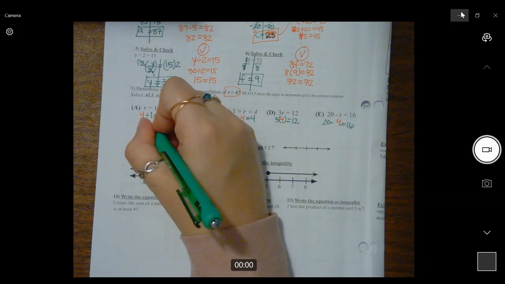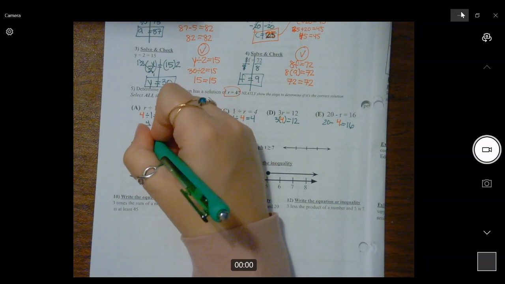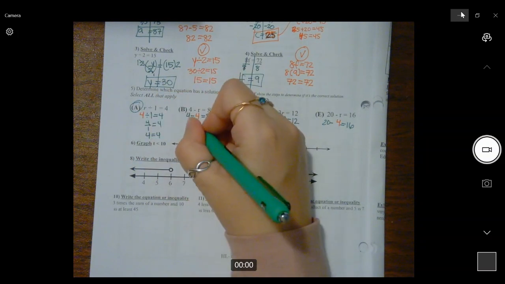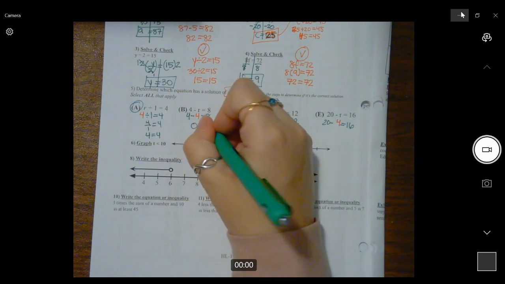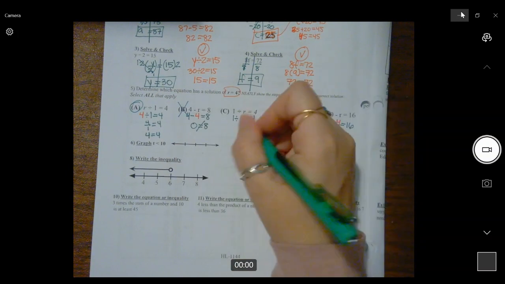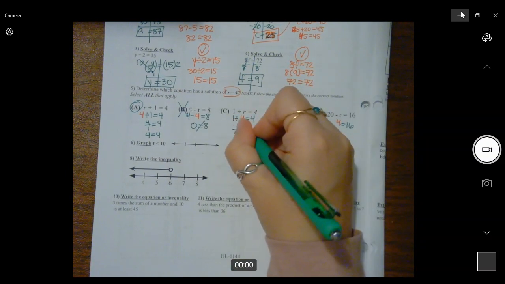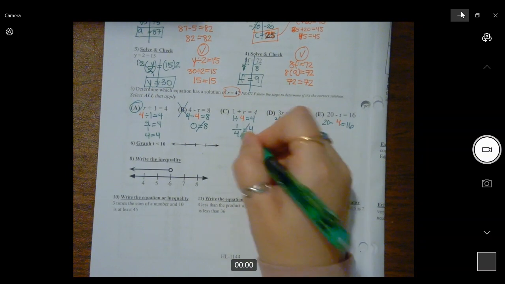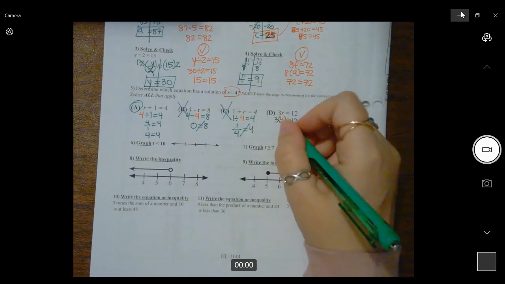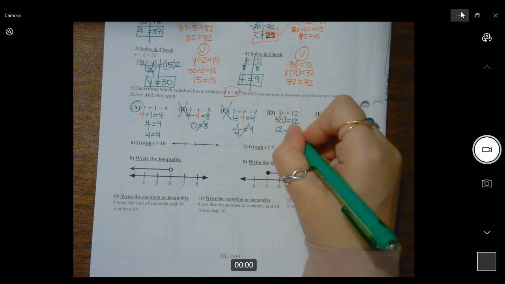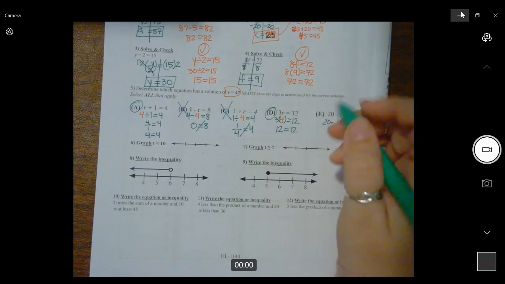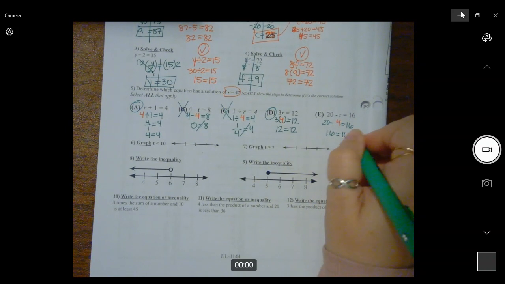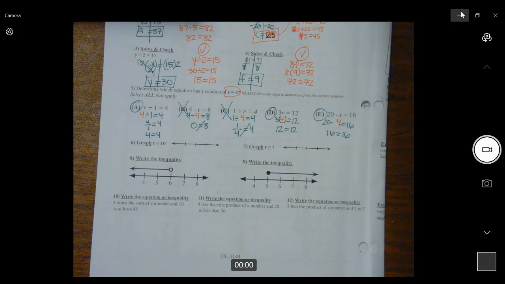Well, 4 divided by 1 is 4. Is that a true statement? Yes. 4 minus 4 is 0. Bring down your equals 8. Not a true statement, so nope. 1 divided by 4, bring down your equals 4. This is 1/4. I can't reduce it anymore. 1/4 is not the same thing as 4. Okay, 3 times 4 is 12. Bring down your equals 12. That's a true statement. 20 minus 4 is 16. Bring down your equals 16. That's a true statement. And there you go.